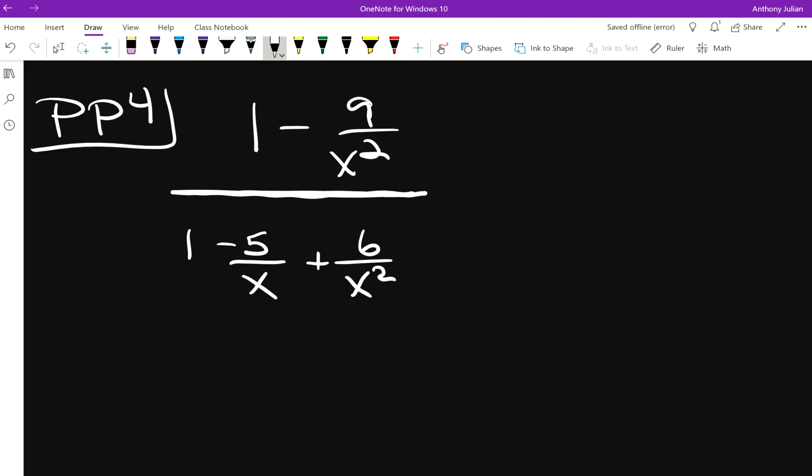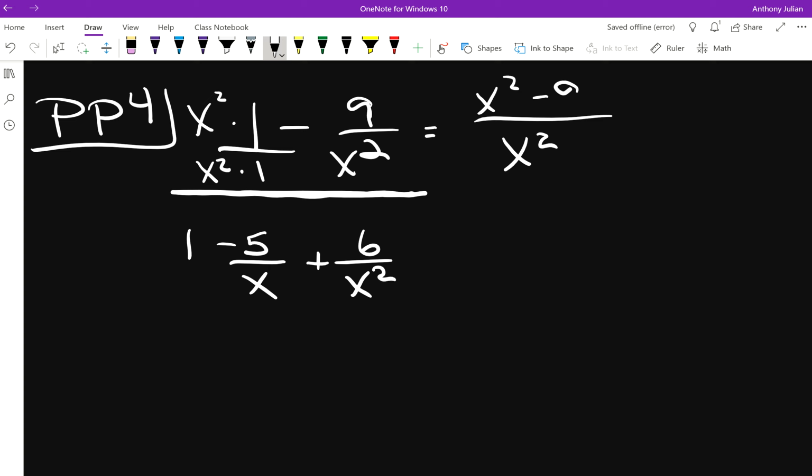All right, so get our denominators to be the same. This is really 1 over 1, so I'm going to multiply the 1 times the x squared, top and bottom. That's not bad. And over here, I've got a fraction bar. I know now my denominator is going to be x squared, and my numerator is going to be x squared times 1, which is x squared, minus the 9. All right, so that's my numerator.